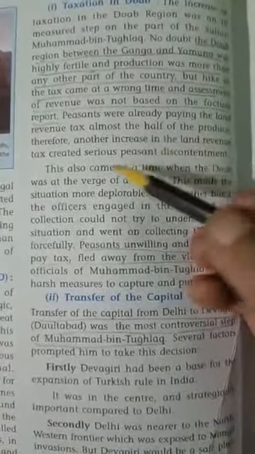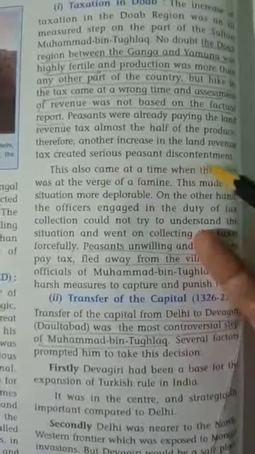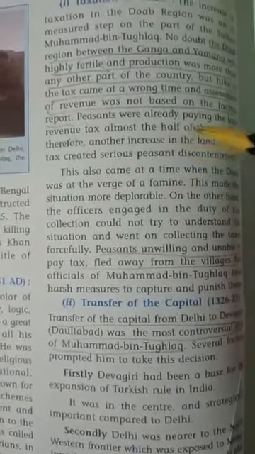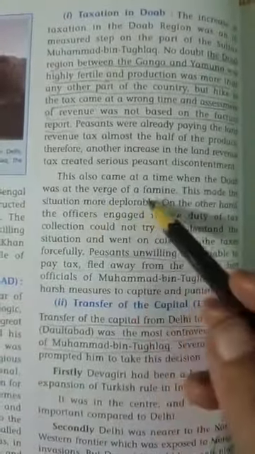Therefore, another increase in the land revenue tax created serious peasant discontentment. They were very much unsatisfied, because a further increase in tax was a very serious problem for the peasants. This also came at a time when the Doab was on the verge of a famine.